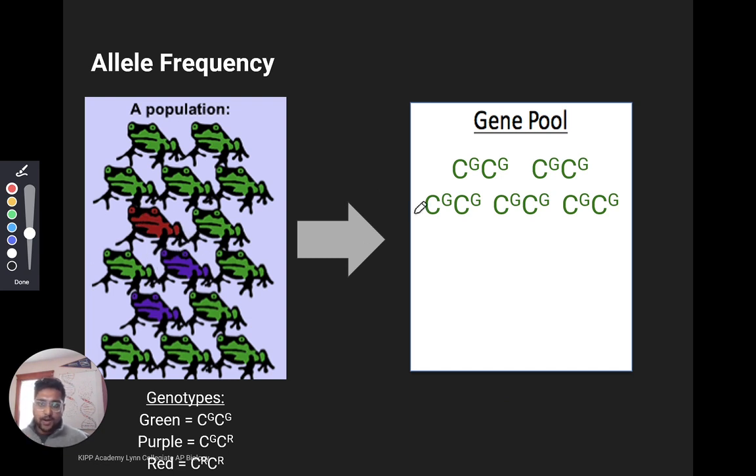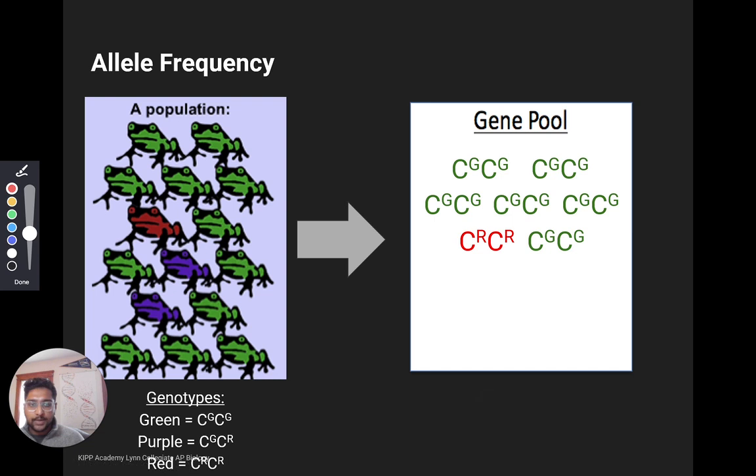And now we come across the instance of a red frog. And so this red frog, however, in this case is going to have the CG, but also it's going to have a CR because it's got a recessive gene in it. So we can look at the gene pool for this red frog. Oh, sorry, the red frog is CRCR, my bad. But CRCR here for the red frog.